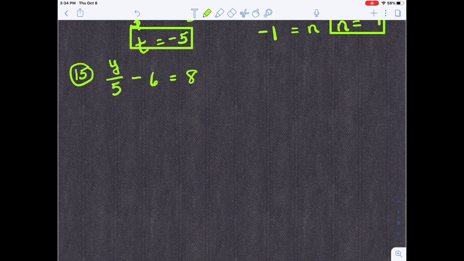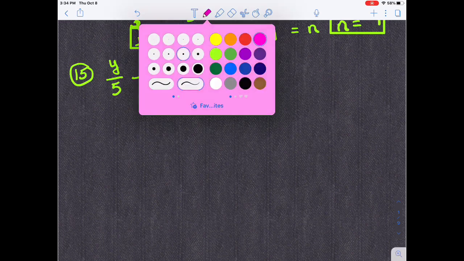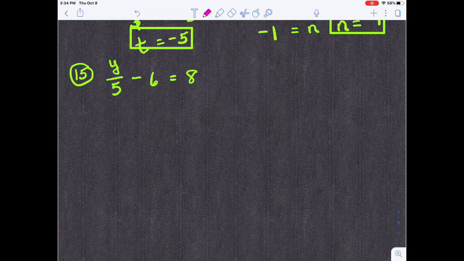Okay, same thing. I want to work further away from my y, and so I'm looking at this -6 here, and -6 can be canceled with a +6. I'll do that on both sides. And so I'll end up with y over 5 equals 14. So I need to deal with this y divided by 5.